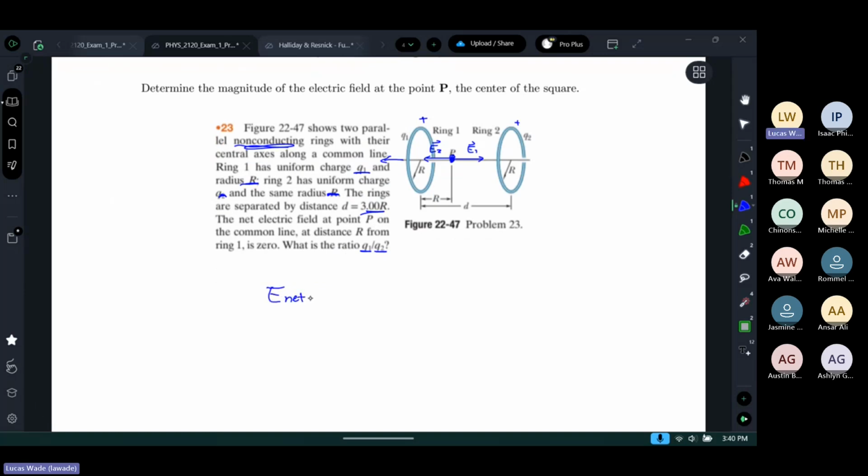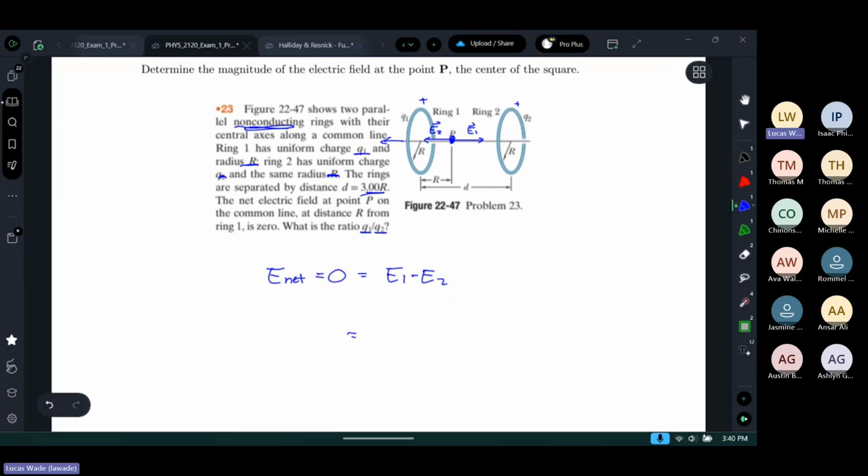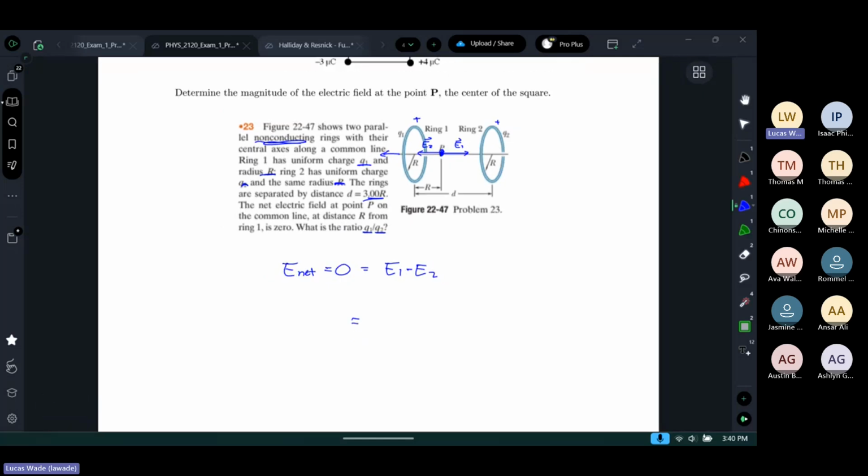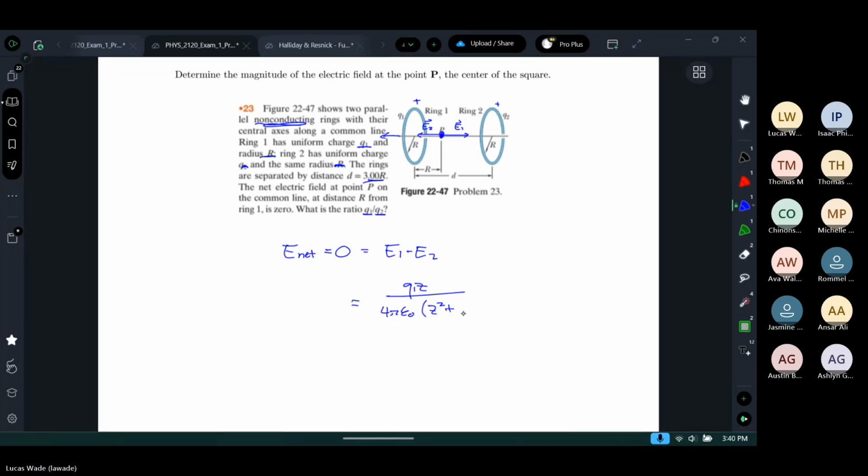The next is that E net is 0, and it's E1 minus E2. And I can write the expression for the electric field for each one. I believe it's QZ, so this will be Q1 over 4 pi epsilon 0 times z squared plus r squared to the 3/2. And then same for E2, but this is Q2.